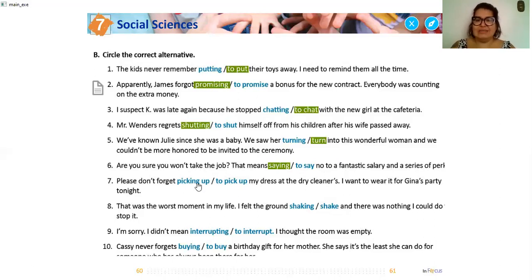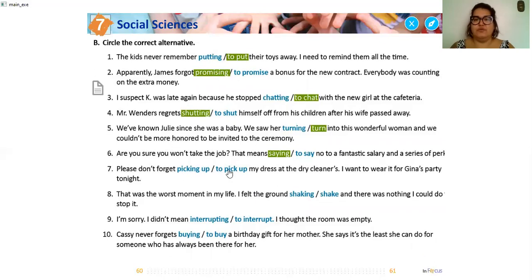Please don't forget to pick up my dress at the dry cleaners. I want to wear it for Gina's party tonight. Don't forget to pick, something that you need to do. Forget to do. Don't forget to do that. Something you did already and forgot doing.